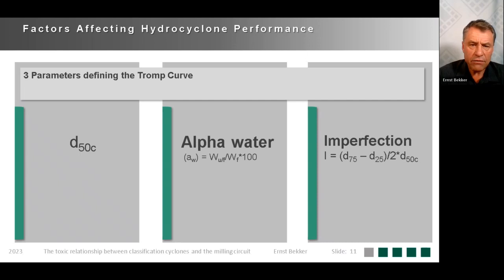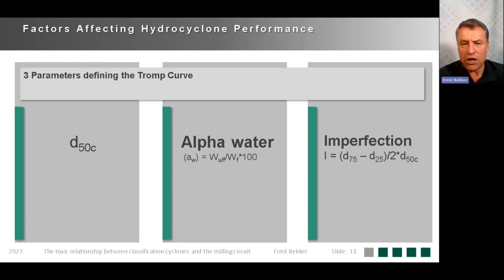And this formula, the calculation of the alpha water, is very important. If you look at this description, it says that the alpha water is equal to water in the underflow divided by water in the feed. So we want as little water as possible in the underflow, but as much water as possible in the feed. Then we've got minimal alpha water, the lowest alpha water ratio.